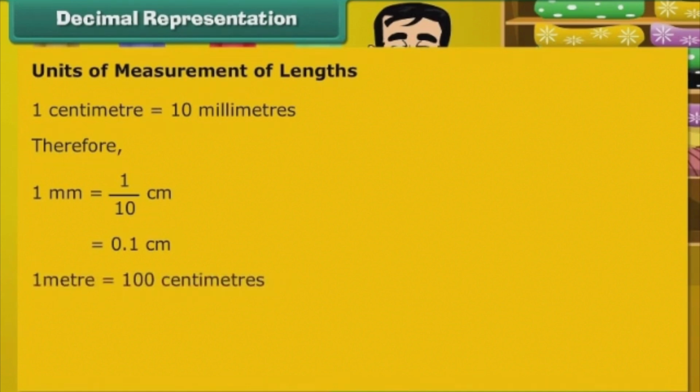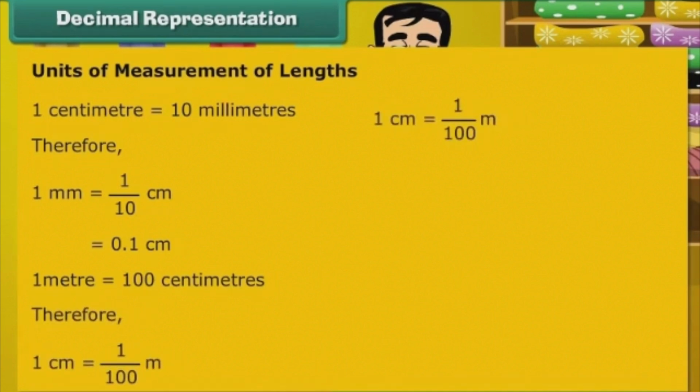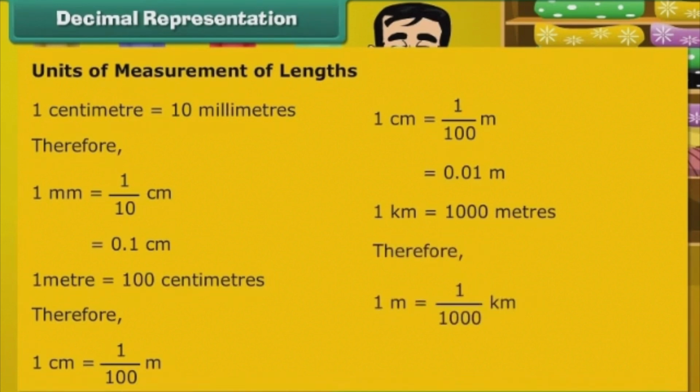1 meter is equal to 100 centimeters. Therefore, 1 centimeter is equal to 1 by 100 meter, that is equal to 0.01 meter. 1 kilometer is equal to 1000 meters. Therefore, 1 meter is equal to 1 by 1000 kilometer, that is equal to 0.001 kilometer.